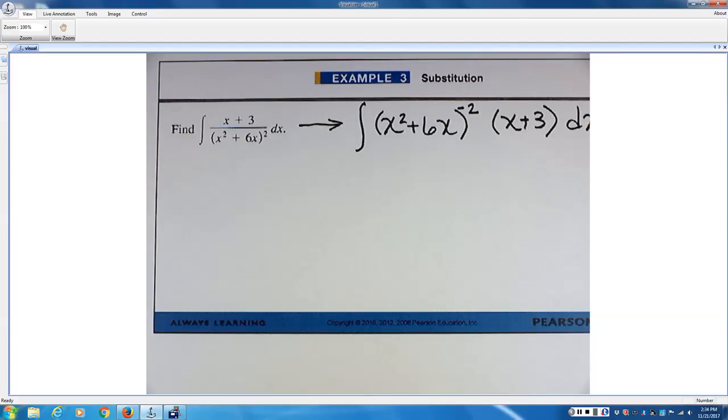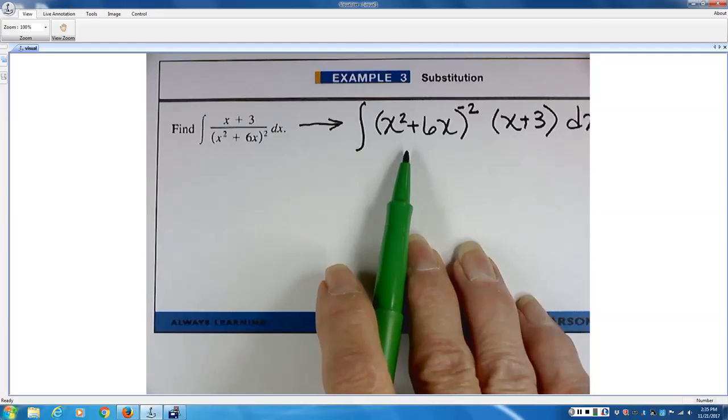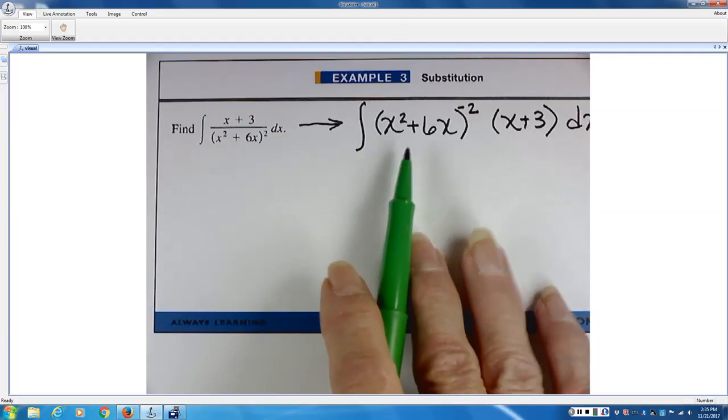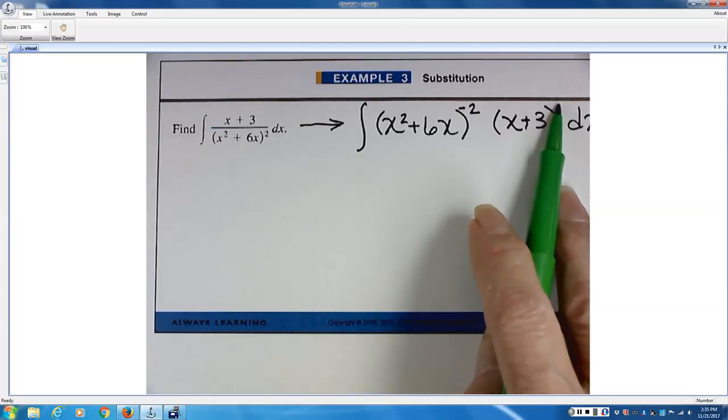What do you think u is? Is it this or is it that? What makes you think it's that? And you're right, but what makes you think it's that? Well, that one has a power 2, but its power is 1.